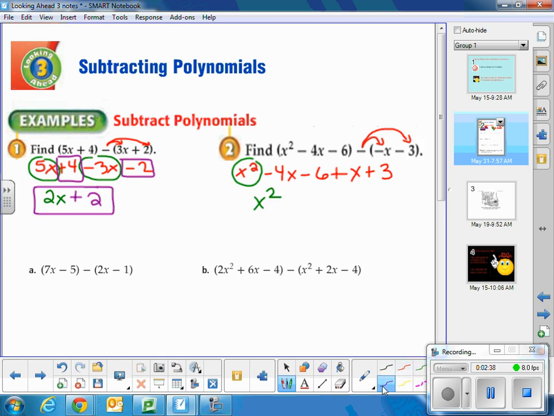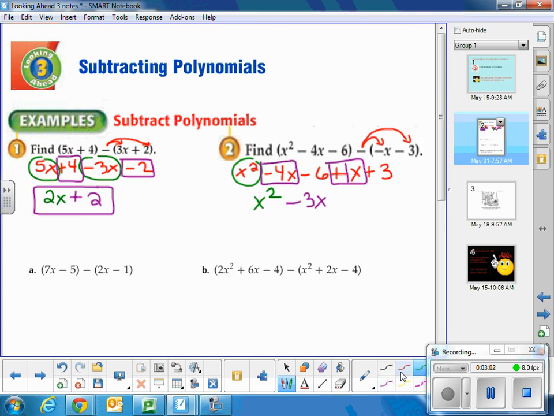And then let's move on to the x's. I have a negative 4x. That's going to be put with this positive x. And remember, if there's no number in front of the variable, it's a 1. So negative 4x plus a positive 1x is a negative 3x. So we're going to write minus 3x because it was negative.